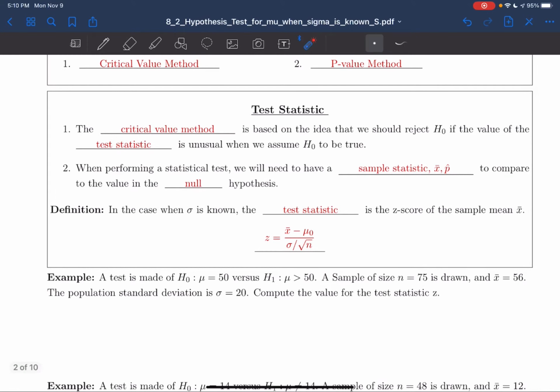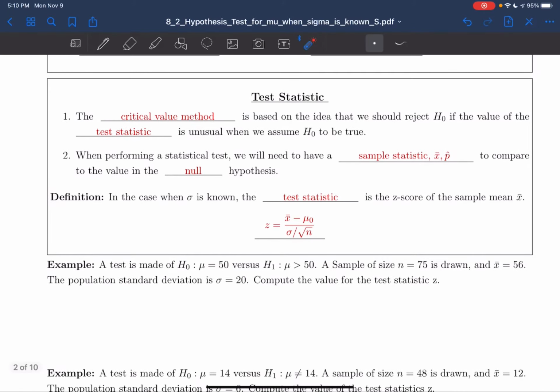First, to use the critical value method, we need to know something called a test statistic. The whole idea of the critical value method is based on the idea that we should reject our null hypothesis. Remember, H0 represents our null hypothesis, and this was from the previous section, 8.1. So the idea is that we should reject H0 if the value of the test statistic is unusual when we assume our null hypothesis to be true.